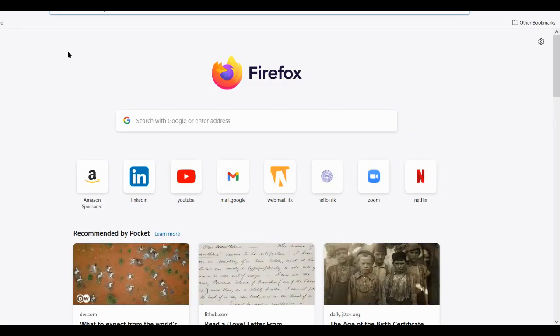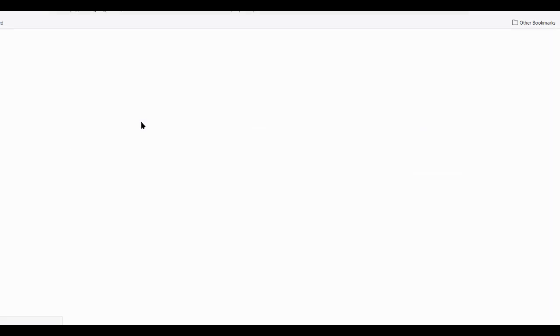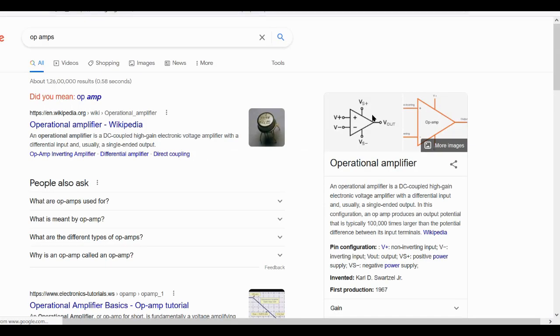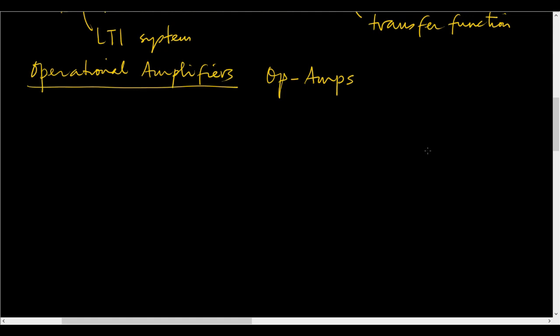Let's see how it goes here. Suppose I search for op amps. You see there will be thousands of pages and they are shown like this. There is a supply voltage positive and a negative. There is a positive and a negative terminal, and there is an output. I'm going to tell you something about these things, not because you will become an expert on op amps, but you will sort of understand some possibilities.